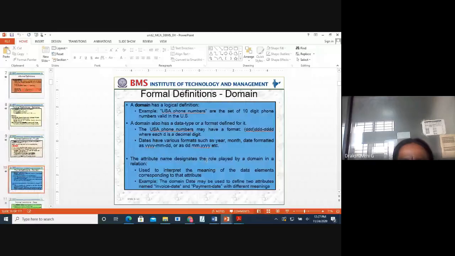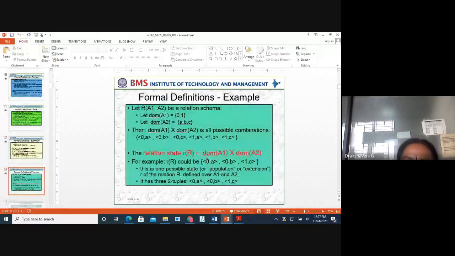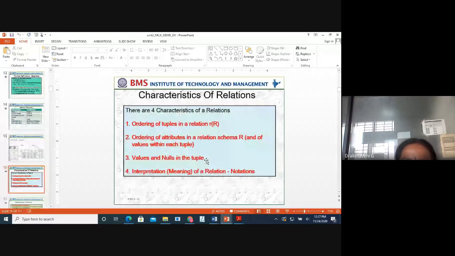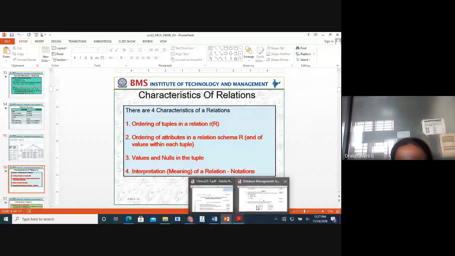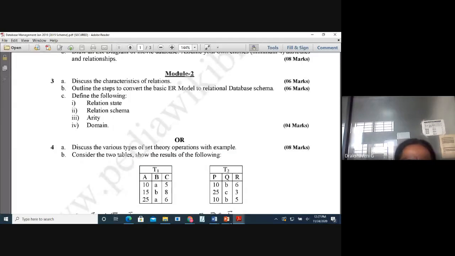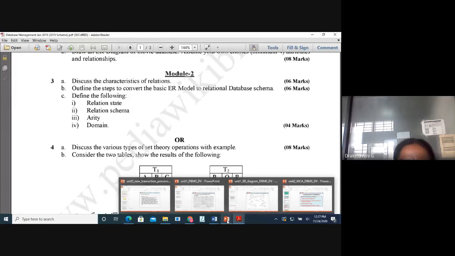So you can see here a formal definition and the characteristics of a relation. So that's what they've asked in this question paper. Discuss the characteristics of a relation. What are the characteristics of a relation?